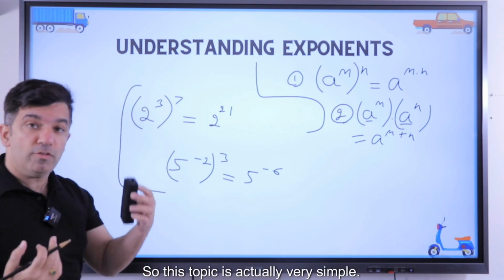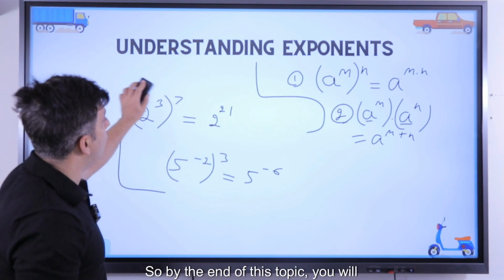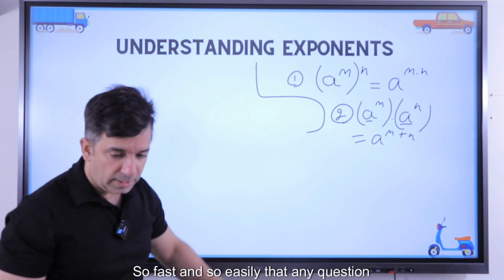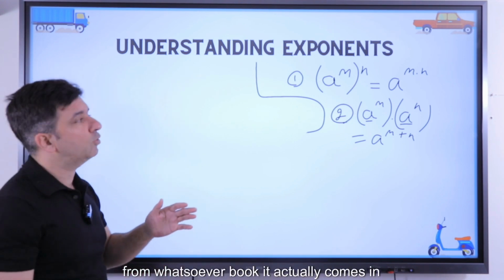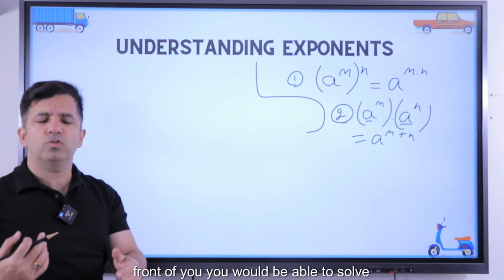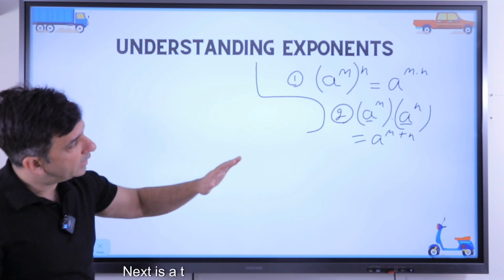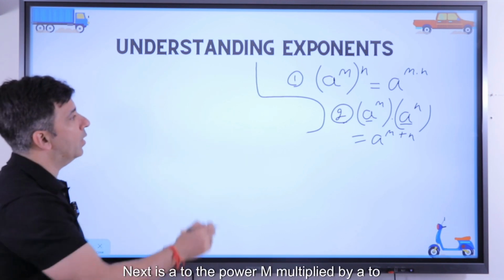So this topic is actually very simple. By the end of this topic, you will realize that this can be done so fast and so easily that any question from whatsoever book that comes in front of you, you would be able to solve within a minute actually. Next is a to the power m multiplied by a to the power n.